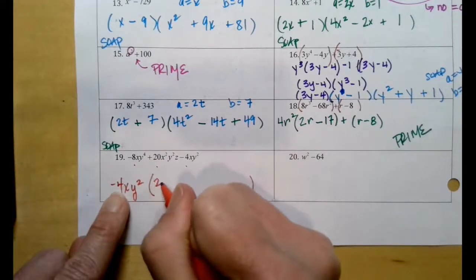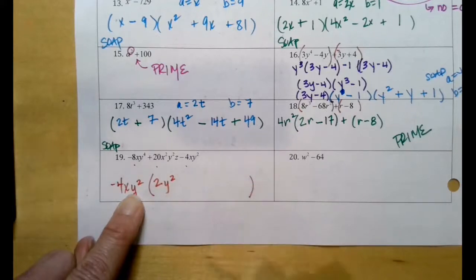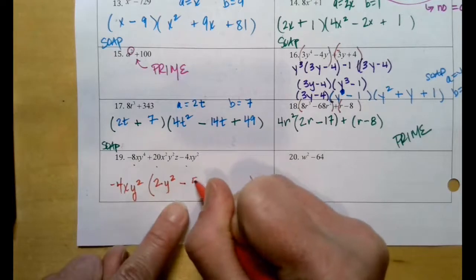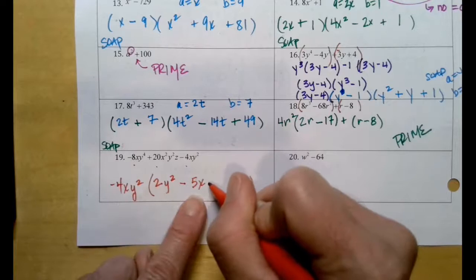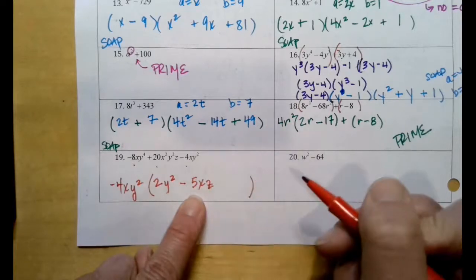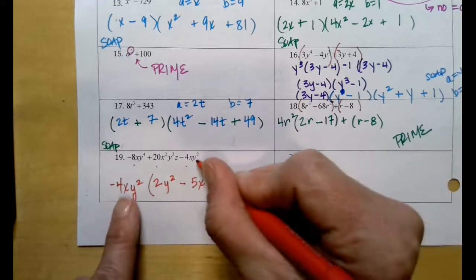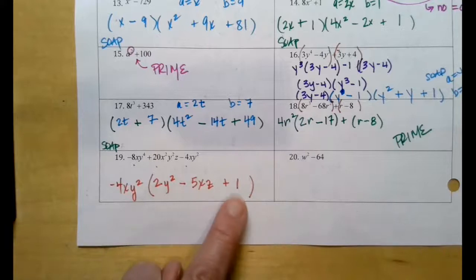A positive 2 and 2 y's are left on my first term. My second term is going to be a negative 5. 1 x is left, no y's, and that z is left. 4xy squared. Whole thing comes out, so that becomes plus 1. That space holder matters.